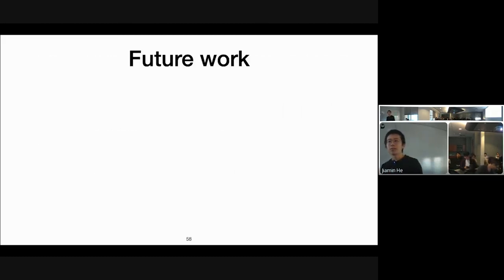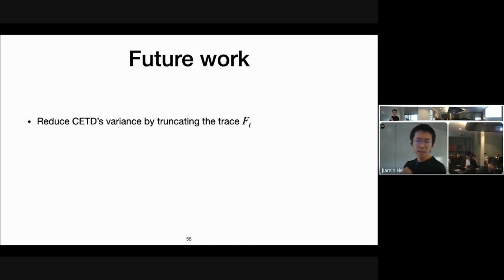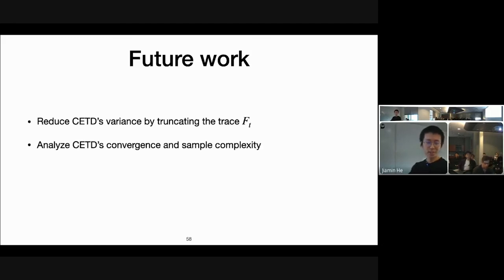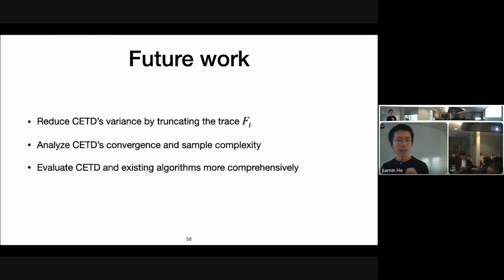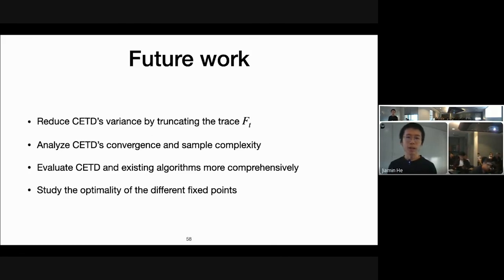Now, there is a lot of future work for this project. One is to reduce CETD's variance by truncating the trace FT. And this will effectively reduce the variance, but this is not truncating the importance sampling ratio. For interested audience, you can come to me. We can discuss this further. And an interesting direction is to analyze CETD's convergence and sample complexity, and to evaluate it more comprehensively in broader context. And note that we have not studied the optimality of the fixed point. It would be an important direction to understand it.